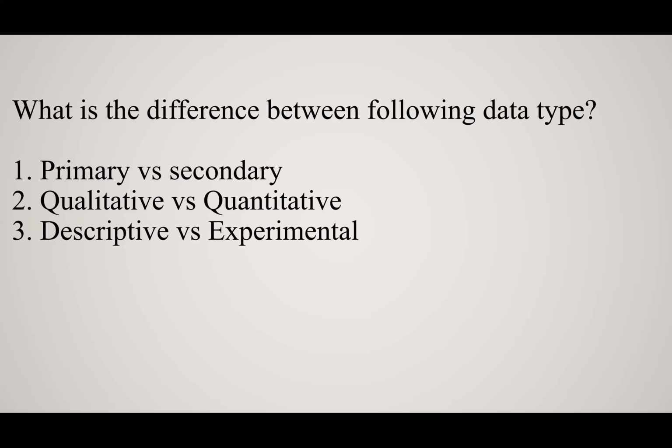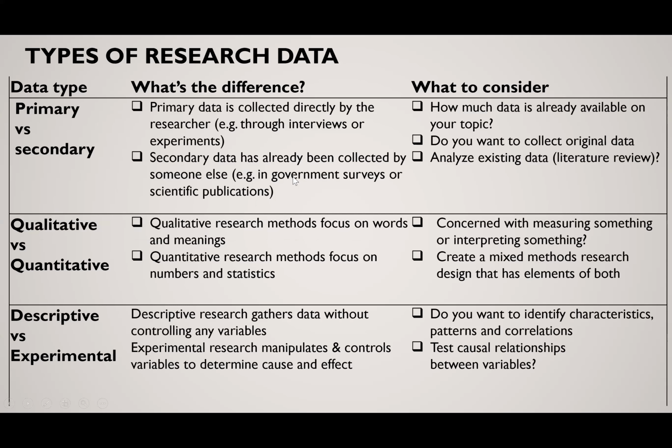So let's explore what is the primary and secondary data. Primary data is the data collected by you. You do an interview, you do an experiment, you do observation, it's the data collected by you. While secondary data is the data that is not collected by you. It's collected by a government or an organization or previous publications. So you go and use it.